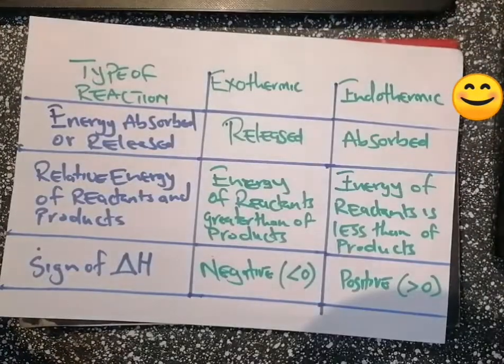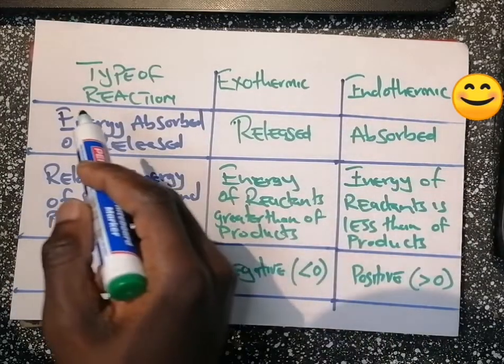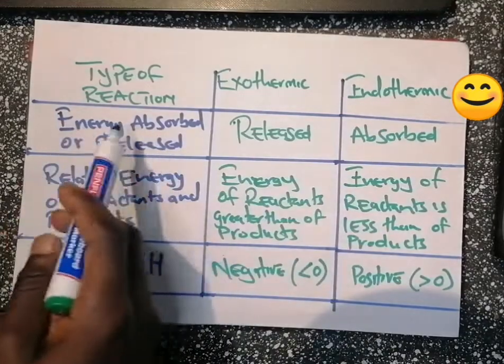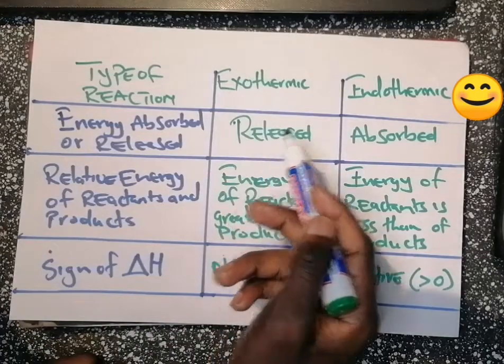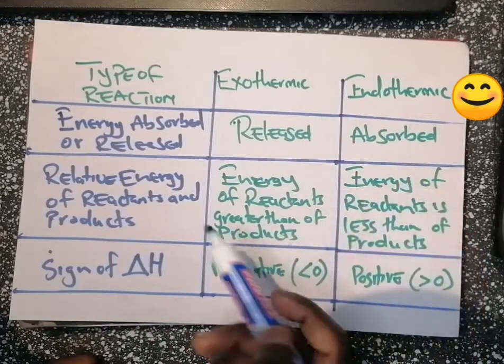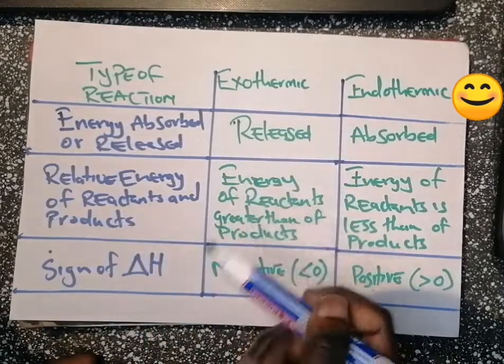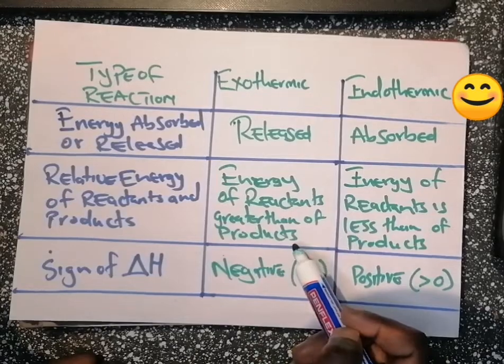Now let's talk about the difference between the two. So the type of reaction, exothermic and endothermic. How about the energy? What's going on with the energy? Is the energy absorbed or released? Well, in exothermic, energy is released. In endothermic, energy is absorbed. What about the energy of reactants and product? Well, in exothermic, like I showed you in the graph, the reactants will have higher energy than product, right?